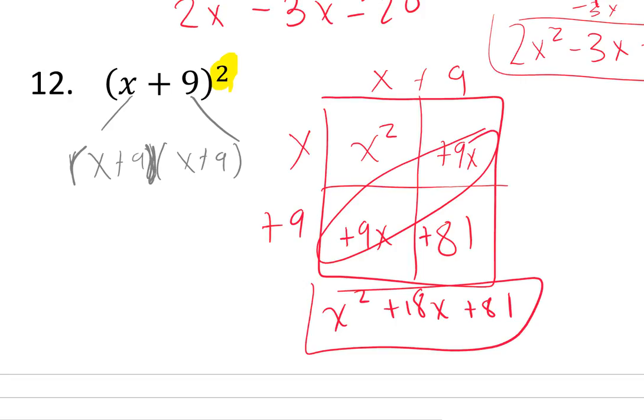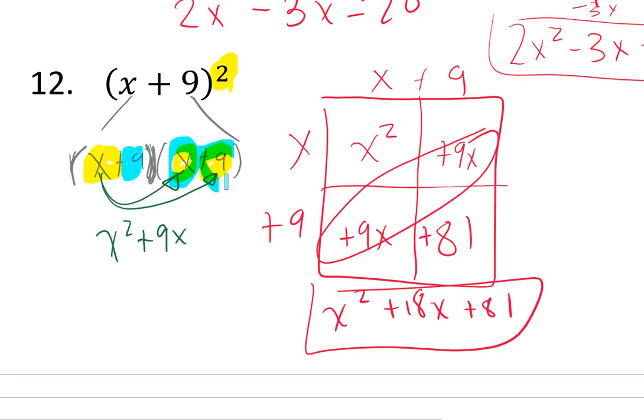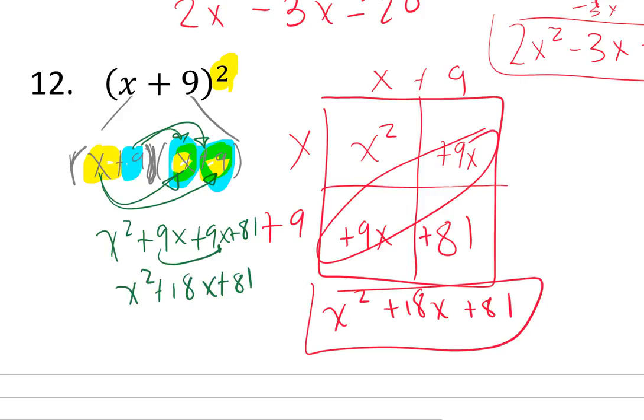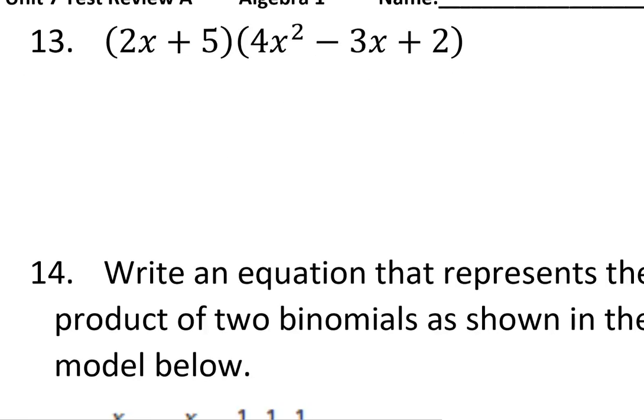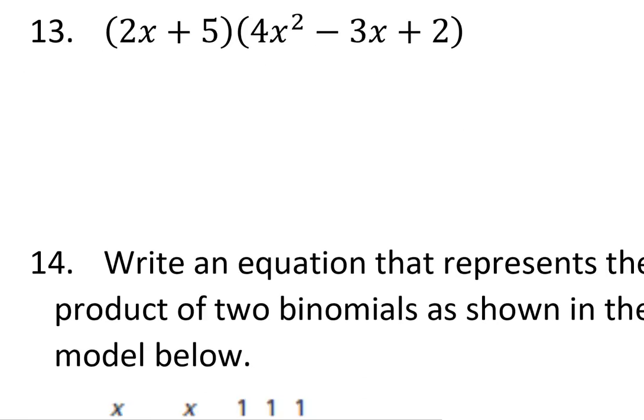Or we can distribute x to x and 9. That's x times x, which is x squared, and x times 9, which is 9x. Then we're going to take the 9 and distribute it to x and 9. So we're going to get 9 times x, which is plus 9x, and 9 times 9, which is plus 81. Combine your two like terms, you get plus 18x plus 81. And there you go. And then this last one, okay, it's a long one, right?